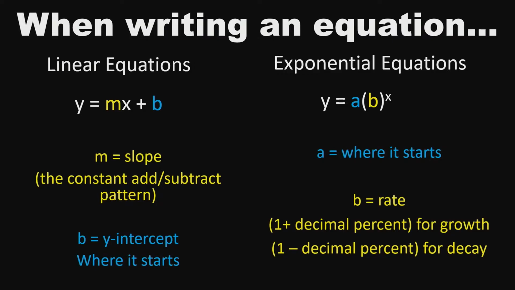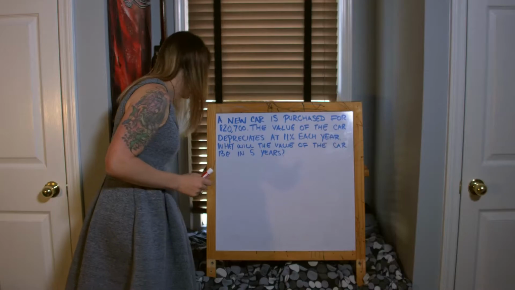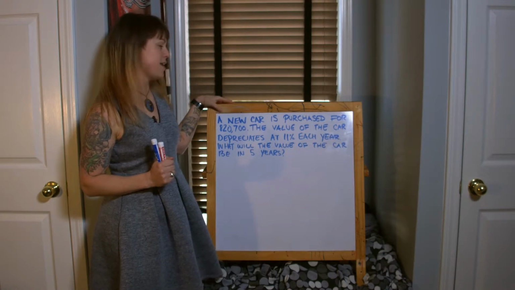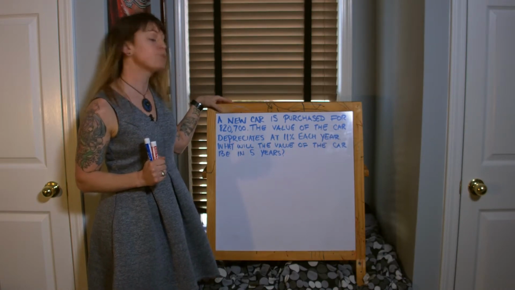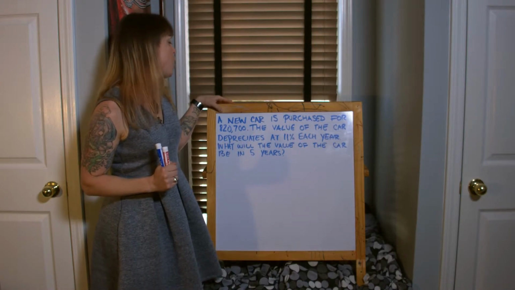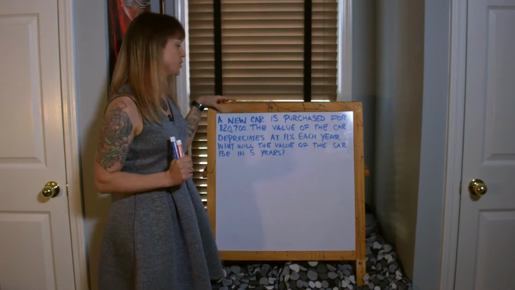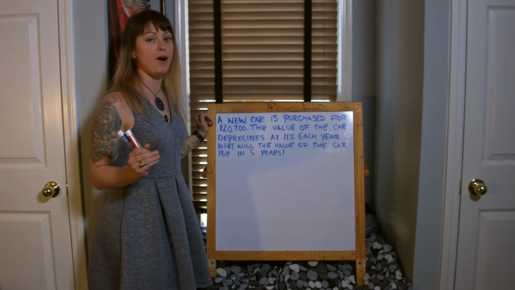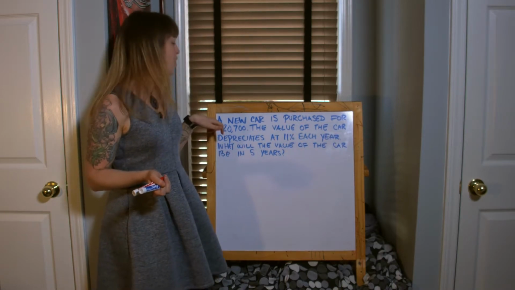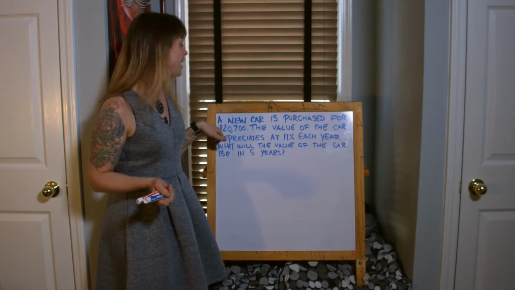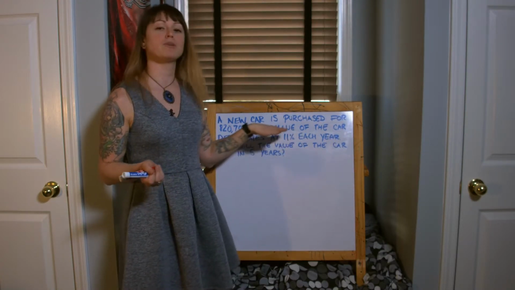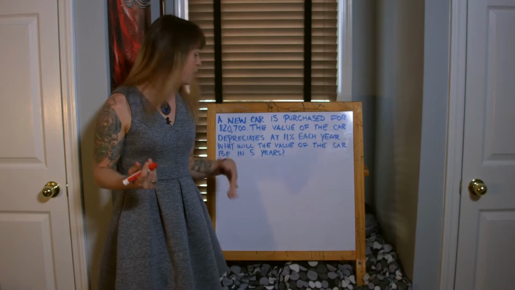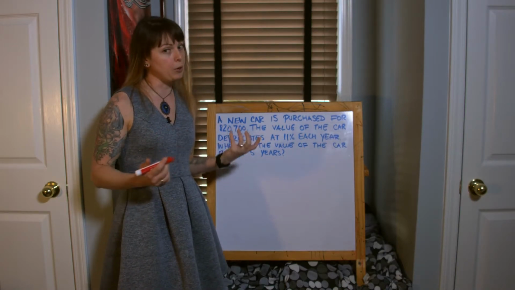So now that we've talked about the basics, let's actually try a problem and see what it looks like. Here's our problem: a new car is purchased for $20,700. The value of the car depreciates at 11% each year. What will the value of the car be in 5 years? This is a real problem that happens in the real world all the time. You buy a new car, 5 years from now you still have that car, and there's no way you could resell it for $20,000. It goes down in value every year by a percent based on how nice the car is. So we're going to write an equation, and then plug in 5 and find out what it'll be in 5 years.